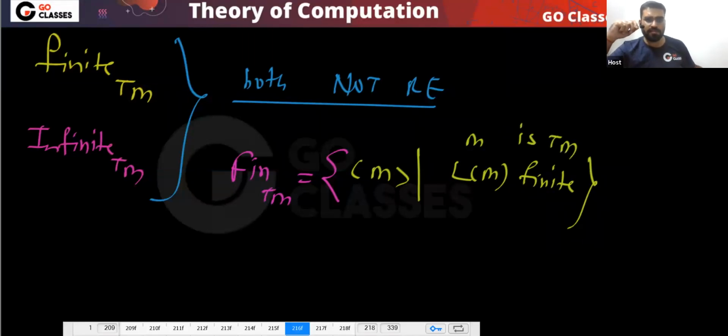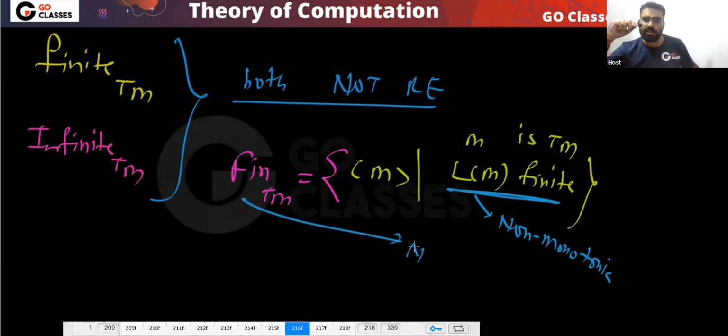Why is this not RE? Because this is a non-monotonic property. Rice's theorem. So this is not RE because this is a non-monotonic property. So I can say that this will be not RE.